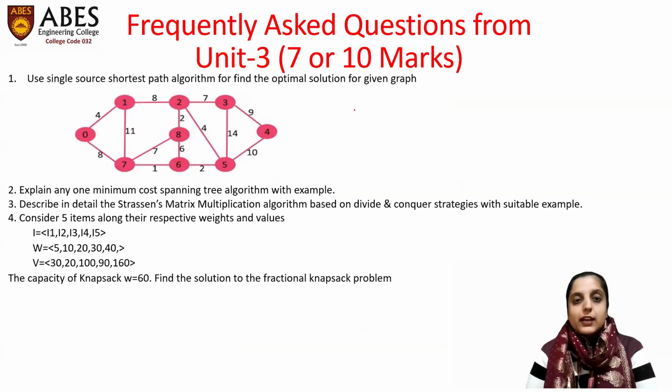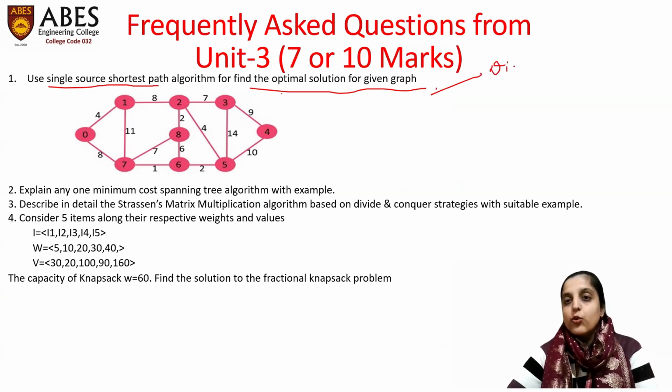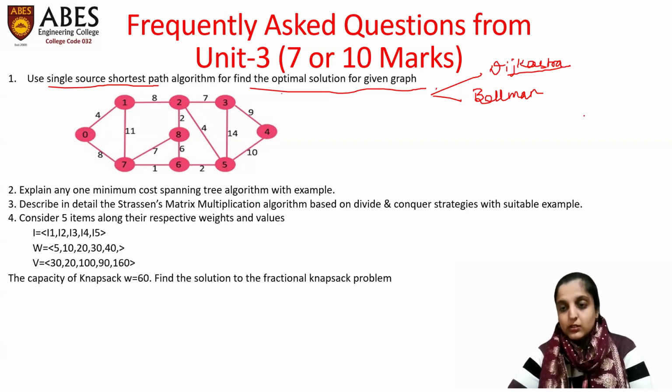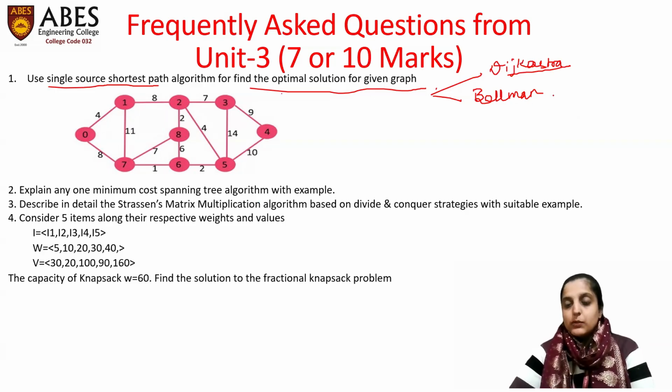The first question that I have picked is: use single source shortest path algorithm to find optimal solution for the given graph. As you can see, it is talking about single source shortest path, so there are two options left for you. Either you can go for Dijkstra's algorithm, or you can pick the Bellman-Ford algorithm. We have studied that if positive weights are given in the graph, then go for Dijkstra's algorithm, because positive weights are effectively handled by Dijkstra's algorithm. And if any negative weight question is asked, just go for the Bellman-Ford algorithm.